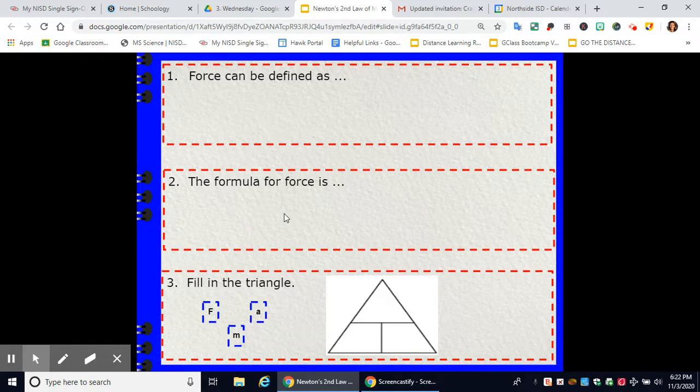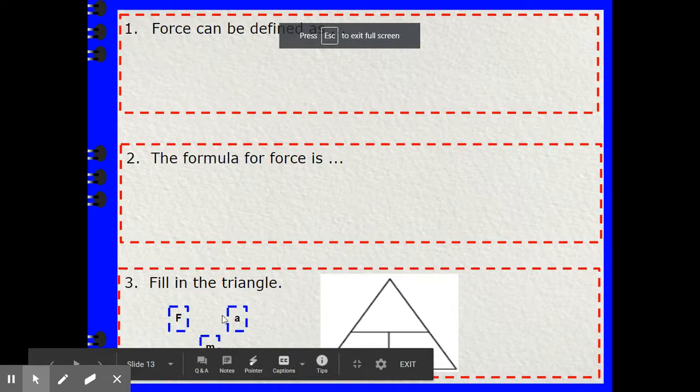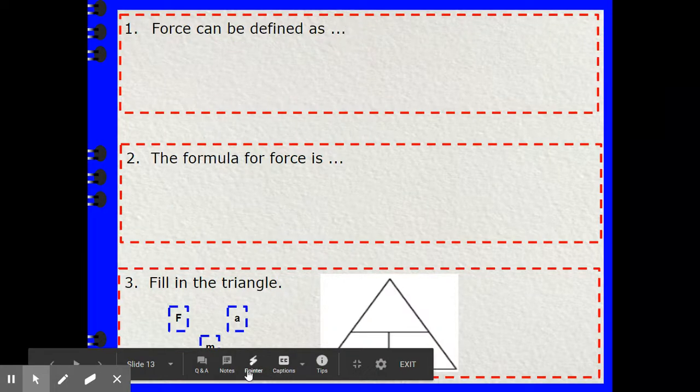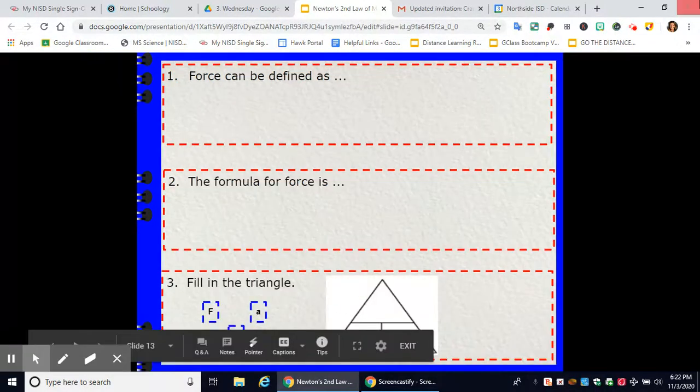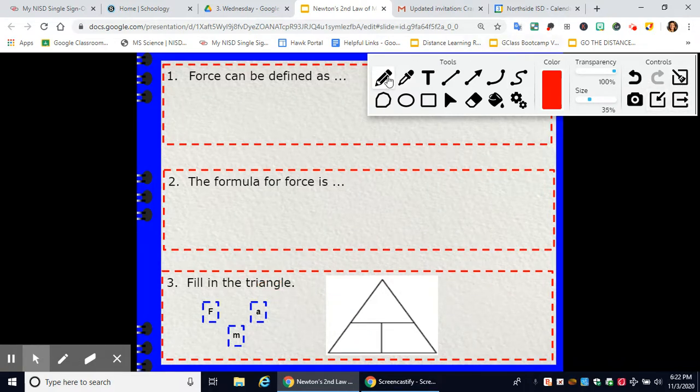The formula for force is F equals M times A. To fill in the triangle here, we could drag and drop our squares over. Hold on, let me get my pen. Instead of doing the drag and drop, I will just fill in the triangle. Remember, multiplication always goes across.